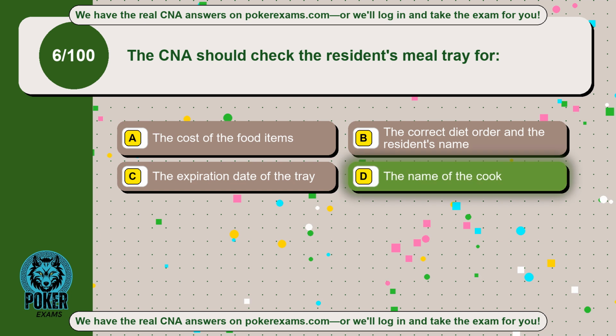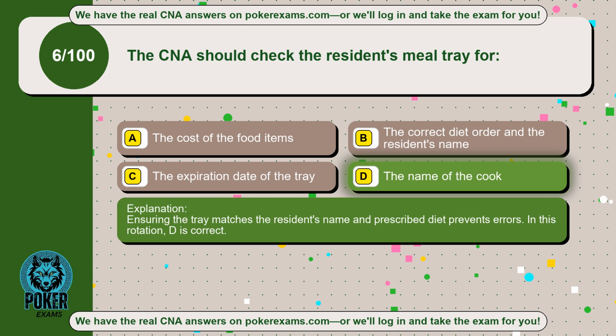The correct answer is option D, the name of the cook. Ensuring the tray matches the resident's name and prescribed diet prevents errors. In this rotation, D is correct.